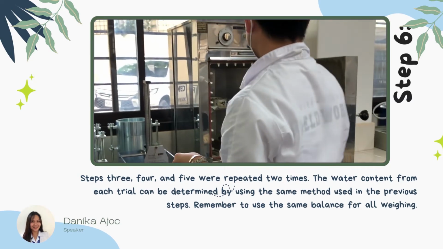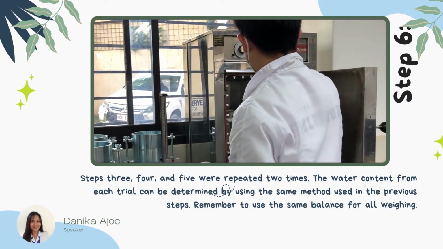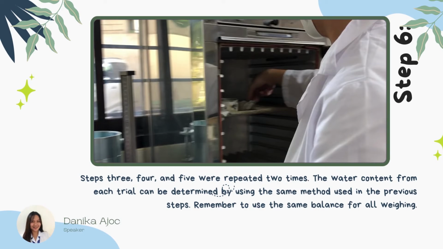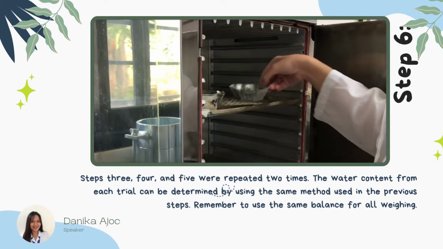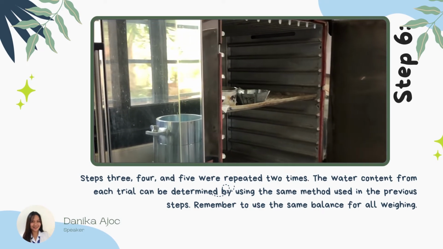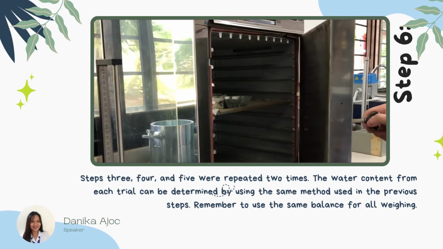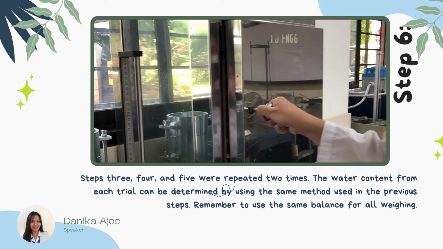Step number 6. Steps 3, 4, and 5 were repeated 2 times. The water content from each trial can be determined by using the same method used in the previous steps. Remember to use the same balance for all weighing.